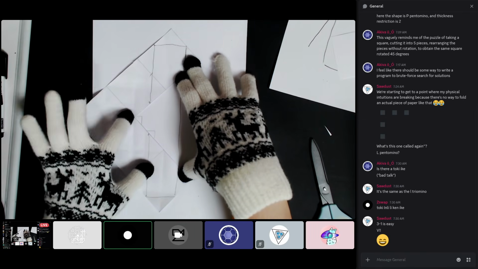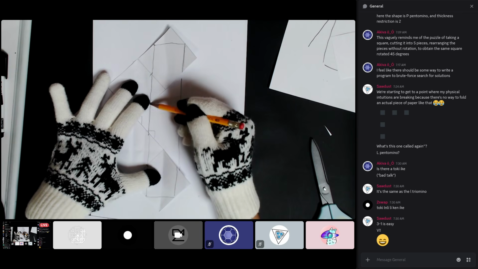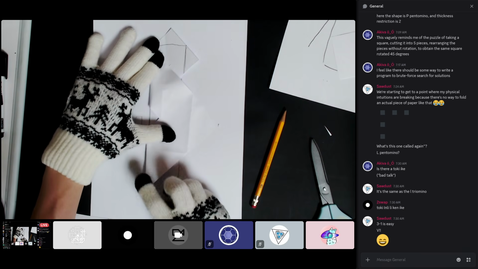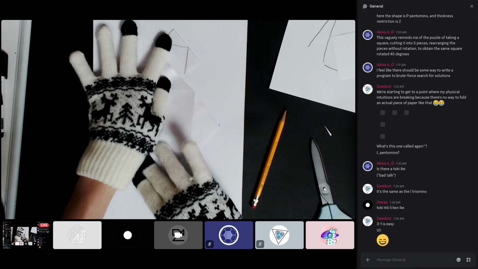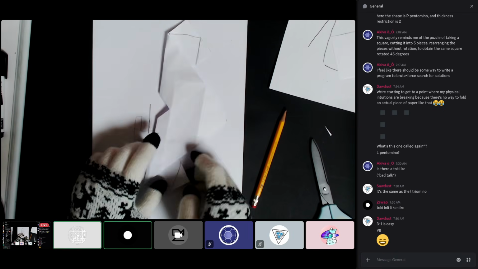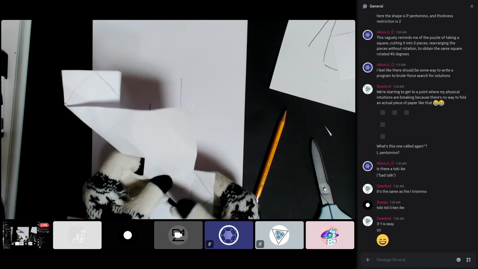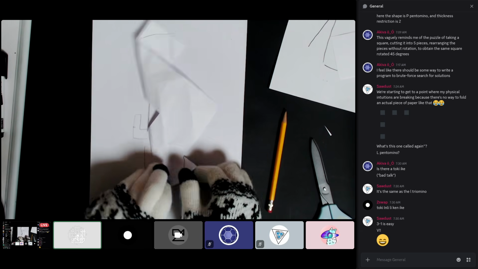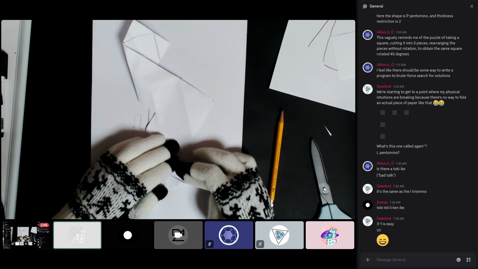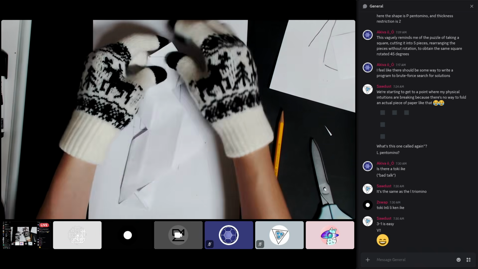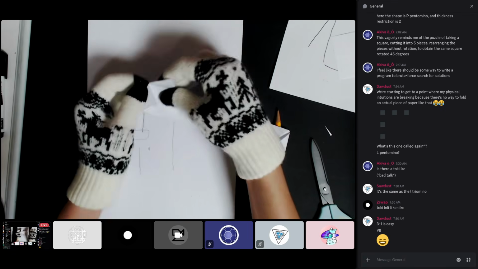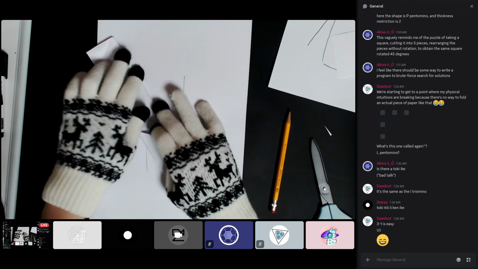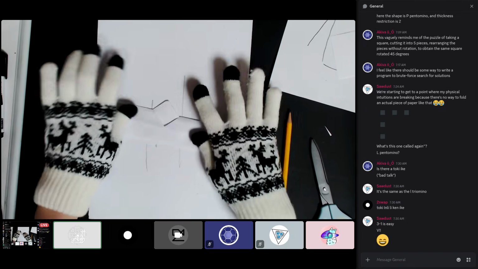Oh, I like where Zai's going. That looks like it works. Check that out. It's beautiful. Yep, and indeed that will just work.